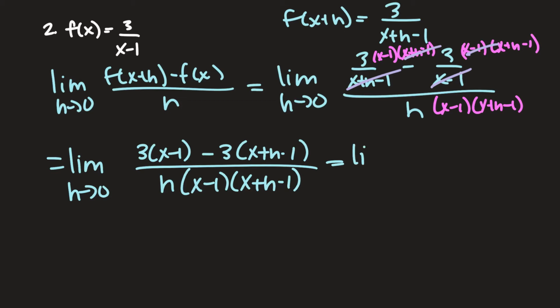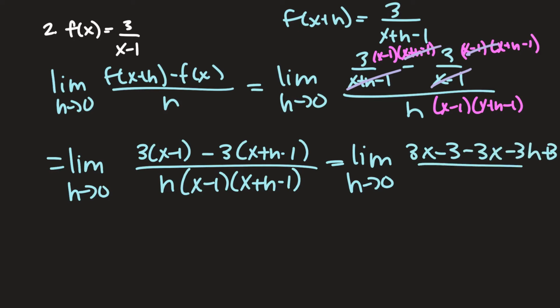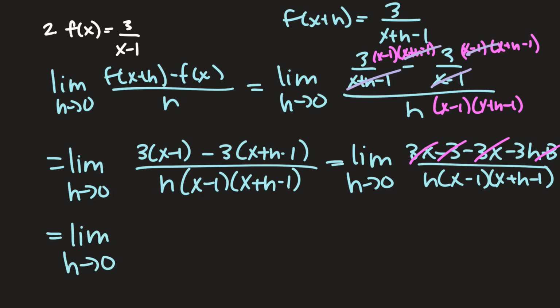So then we need to simplify. So I'm going to multiply the top, 3x minus 3 minus 3x minus 3h plus 3 all over h times x minus 1 times x plus h minus 1. So we have then a 3x minus 3, a negative 3, and a positive 3. So that's going to leave me with the limit as h approaches 0 of negative 3h all over h times x minus 1 times x plus h minus 1. And we are ready to evaluate.